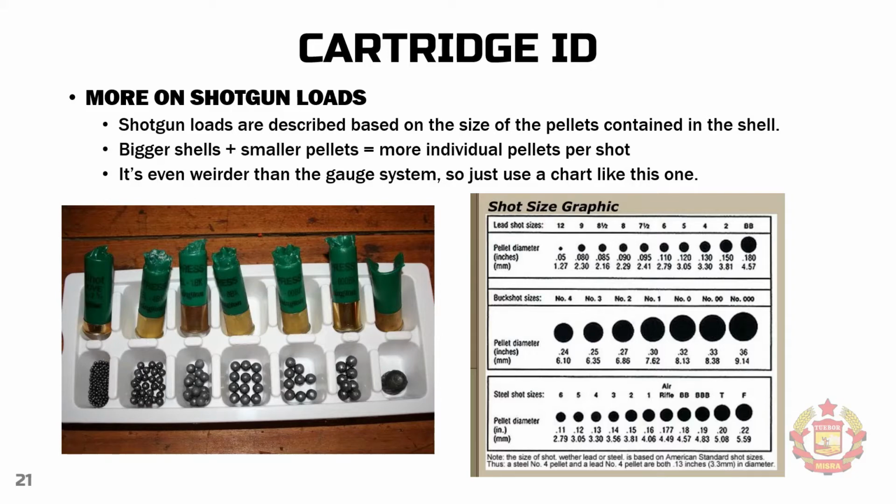Some ranges, if you're planning on shooting skeet at a range or patterning your shotgun, some of them do not allow shot above or below a certain shot size. So that's another thing to check before you go, you know, drive 45 minutes or something out to a range and then have to turn back around and go home.